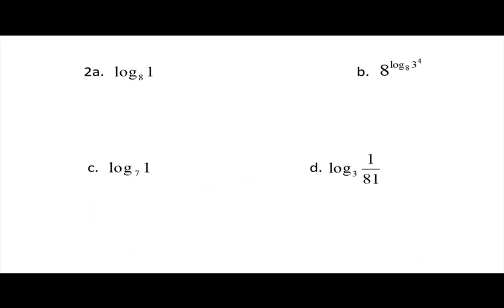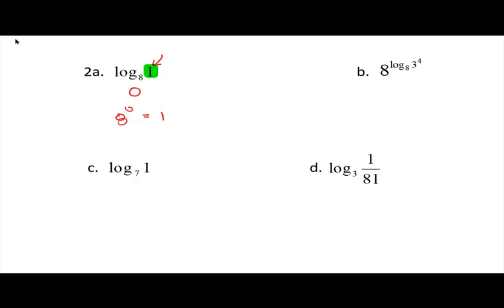Let's take a look at this example here. First of all, you should recognize this is one of the special cases. We have log base 8 of 1. When this value is 1, you have to remember this is just going to equal 0. The reason why is that 8 to the 0 power gives us 1. Remember, whenever this value is 1, we know that the log is going to equal 0.